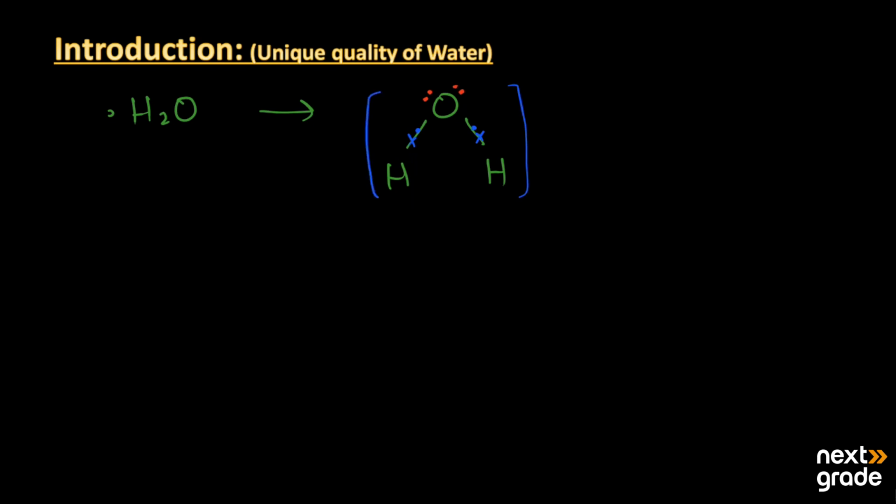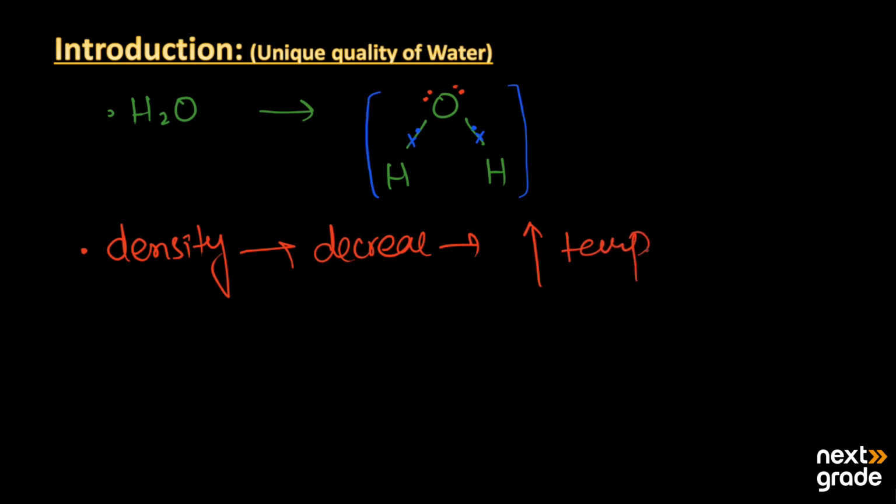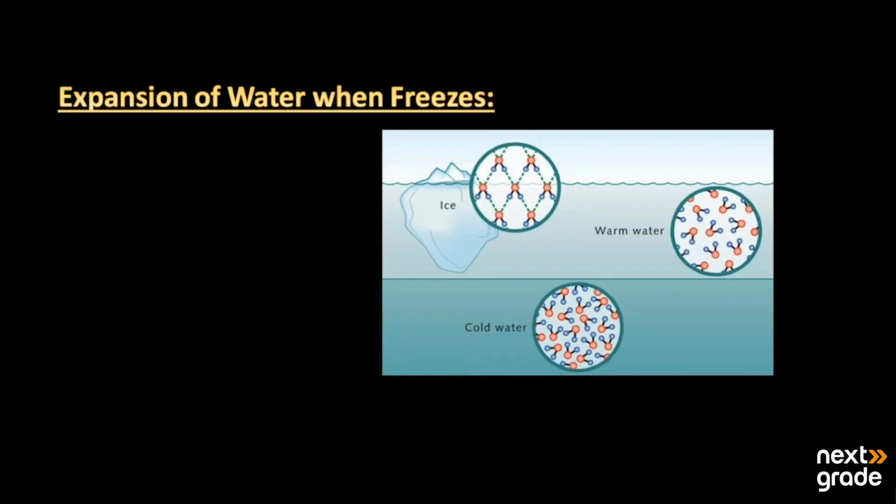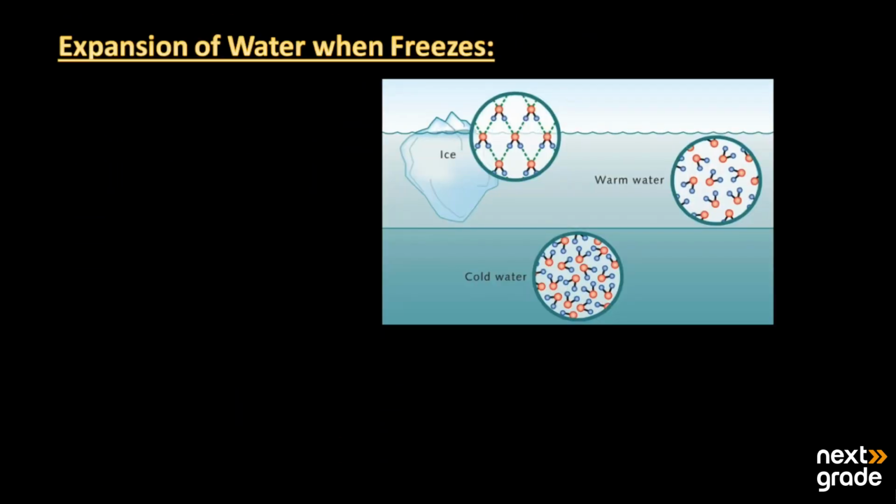Now water has two unique properties. The first one is that the density of the water decreases when there is an increase in temperature, and the second property is the hexagonal structure of the water molecule, that it distributes its atoms around, forming a hexagonal structure. So here we will discuss these two unique qualities of the water in detail. Let's start. The first one is the expansion of the water when it freezes.